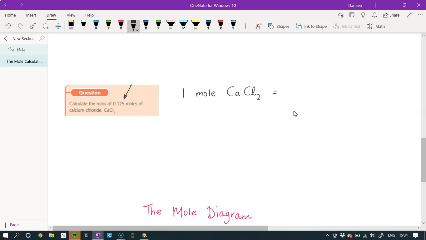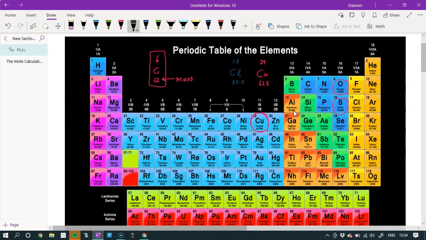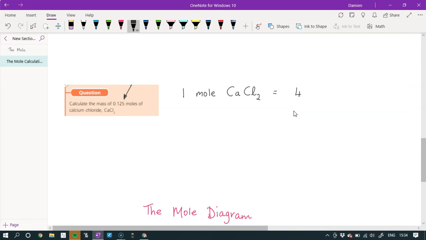You just add up all the numbers. Calcium on our periodic table is over here, which is 40. So calcium is 40 plus 2 times 35.5. Chlorine is 35.5. So we've got 40 plus 71. So that gives us a total of 111 grams. Now, that is for 1 mole. But the question is not asking for 1 mole. The question is asking for 0.125 moles.